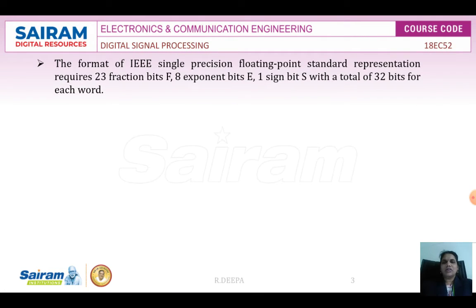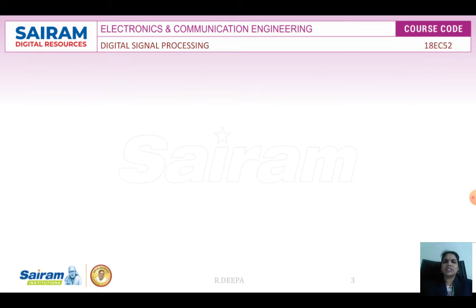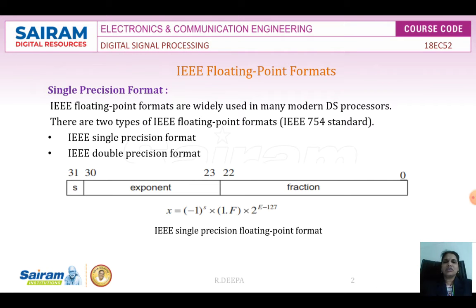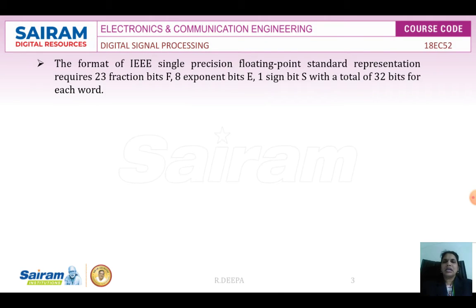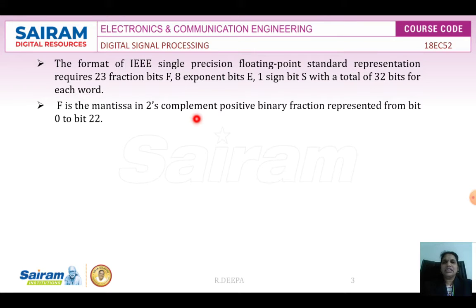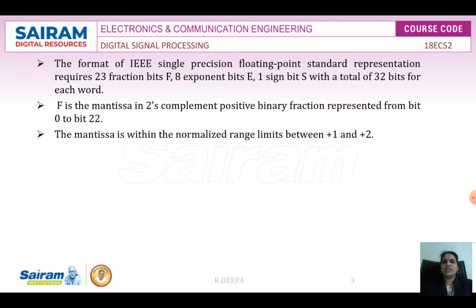This format, which has a total of 32 bits, as I told, has 23 fraction bits, which we have seen now. It is from 0 to 22, hence it is 23 fraction bits, and there is one sign bit and 8 exponent bits, as it consists of a total of 32 bits. And the f bits are the mantissa, representing the positive binary fraction from bit 0 to bit 22.